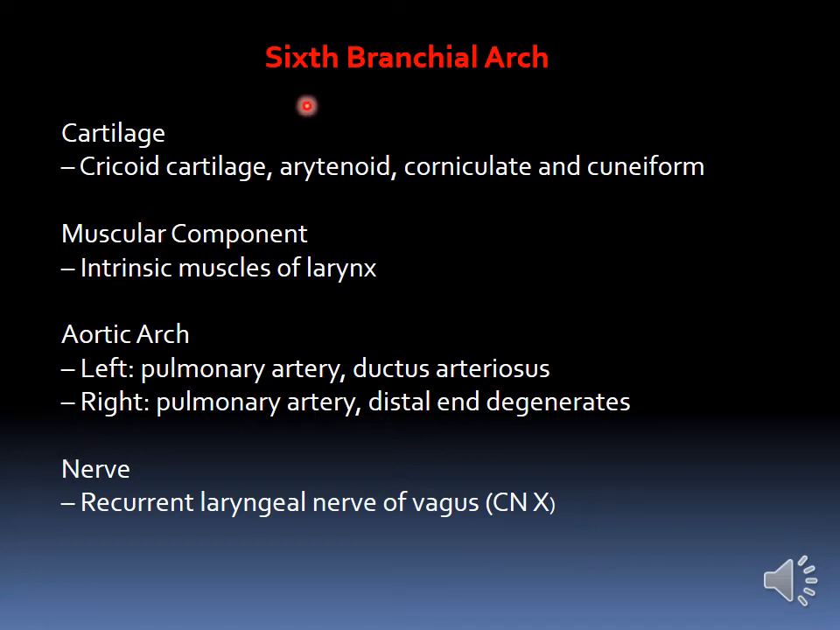Now the sixth pharyngeal or branchial arch: the cartilage structures are the cricoid cartilage, arytenoid, corniculate, and cuneiform. The muscles are the intrinsic muscles of the larynx. Blood supply: the left pulmonary artery and ductus arteriosus, and on the right, the pulmonary artery. The nerve supply is the recurrent laryngeal nerve of the vagus nerve.